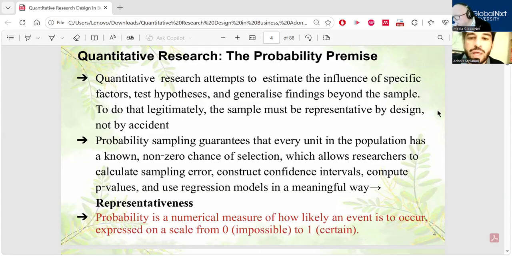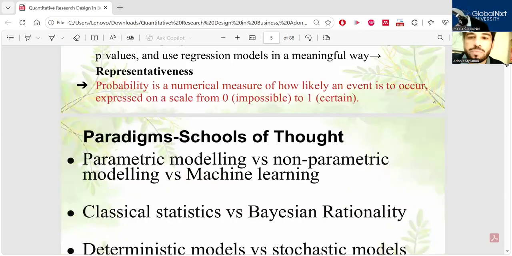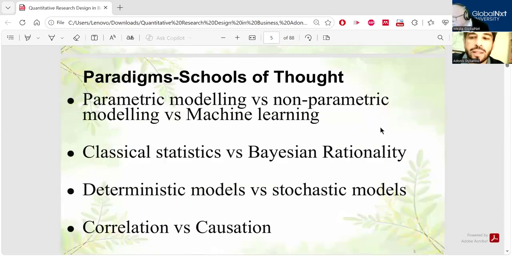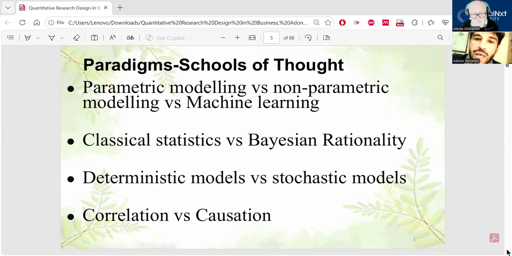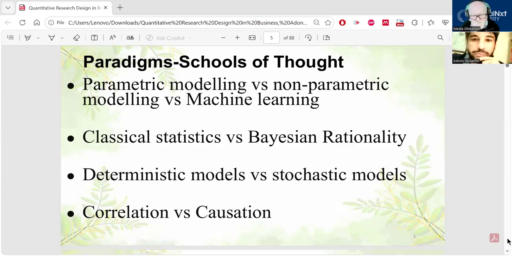Now, we're going to explore the following paradigms. The first is the differentiation between parametric modeling and non-parametric modeling. Then classical statistics and Bayesian rationality, which is a new paradigm. We're going to explore a little bit deterministic versus stochastic models, and finally, the debate between correlation and causation.